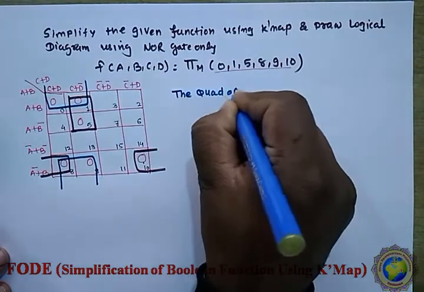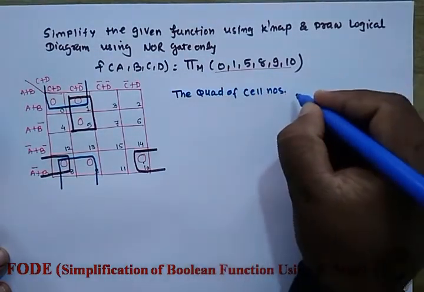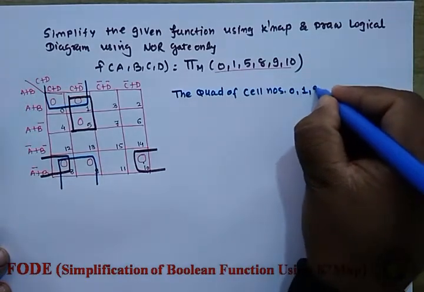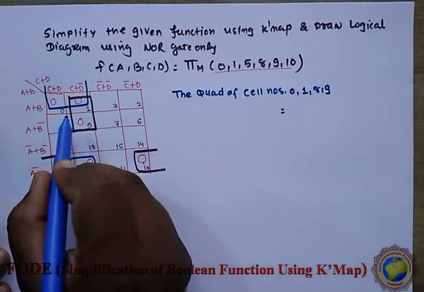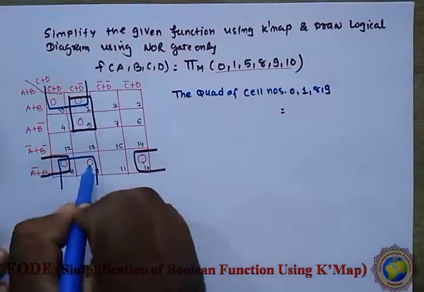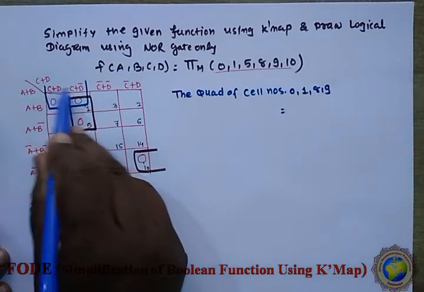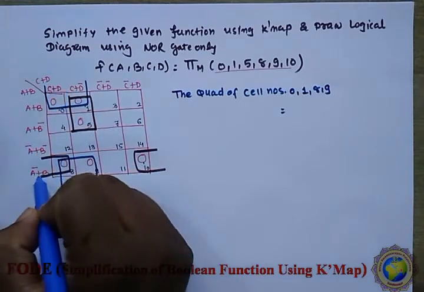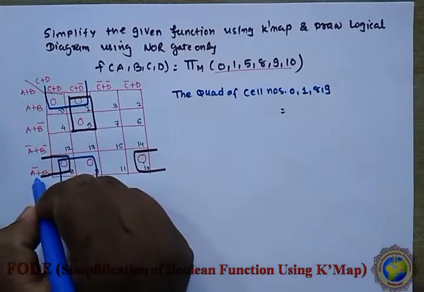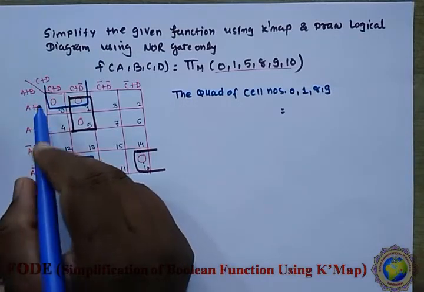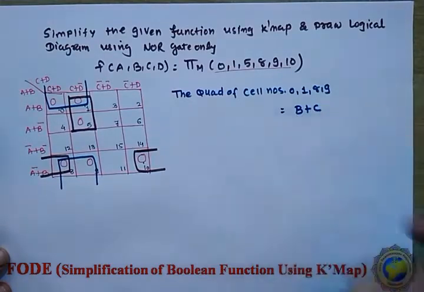Now the solution says that the quad of cell numbers 0, 1, 8 and 9. Which is the common variable in 0, 1, 8, 9? See here, C is not changed, so first answer is C. Then you can see here B is the same, A is changed. What remains same? B and C. So the answer is B plus C.